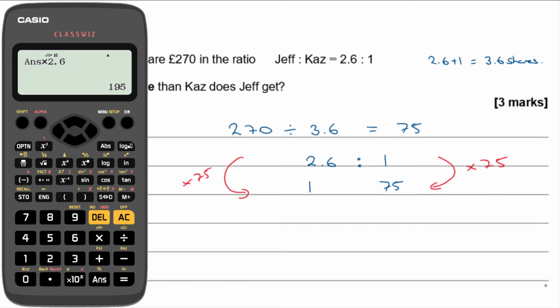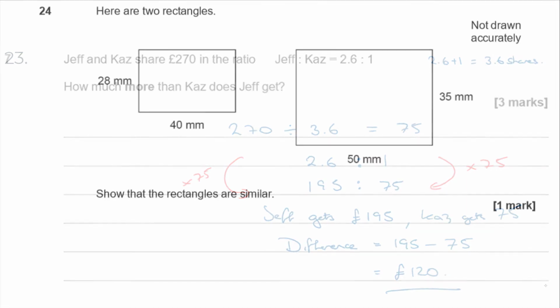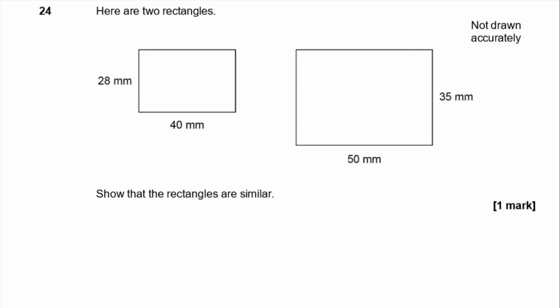That's 195. Okay. So that means Jeff gets £195 and Kaz gets 75. Okay, so the difference then is going to be 195 minus 75. What's that? Is that 120? It's £120.